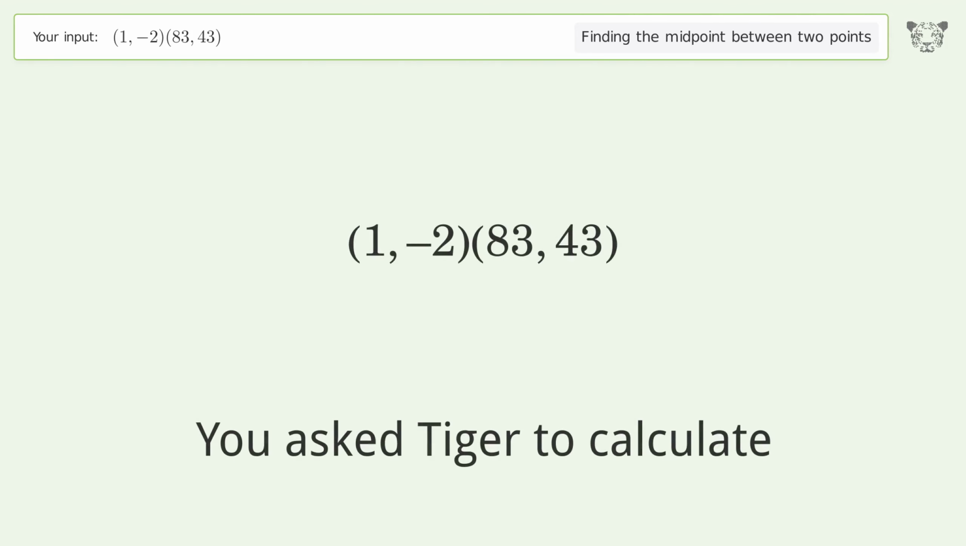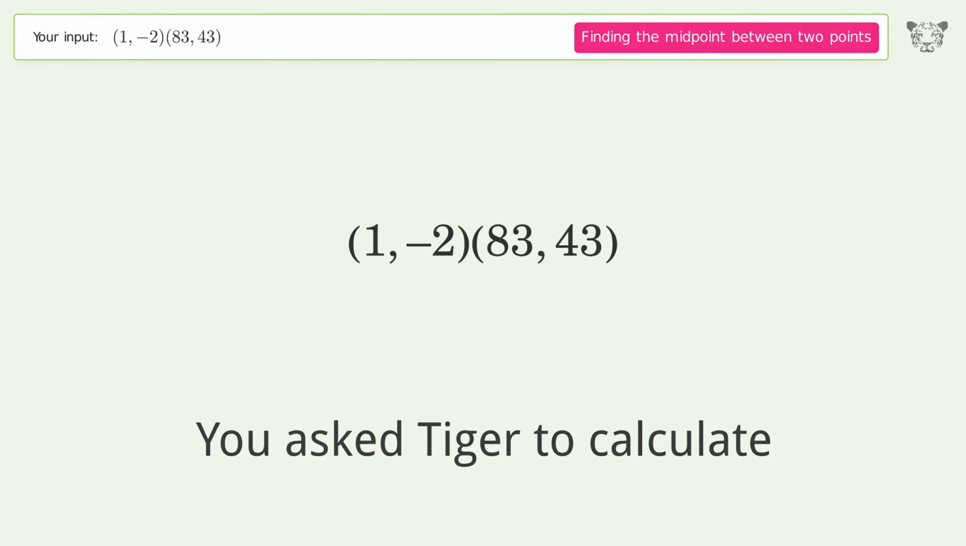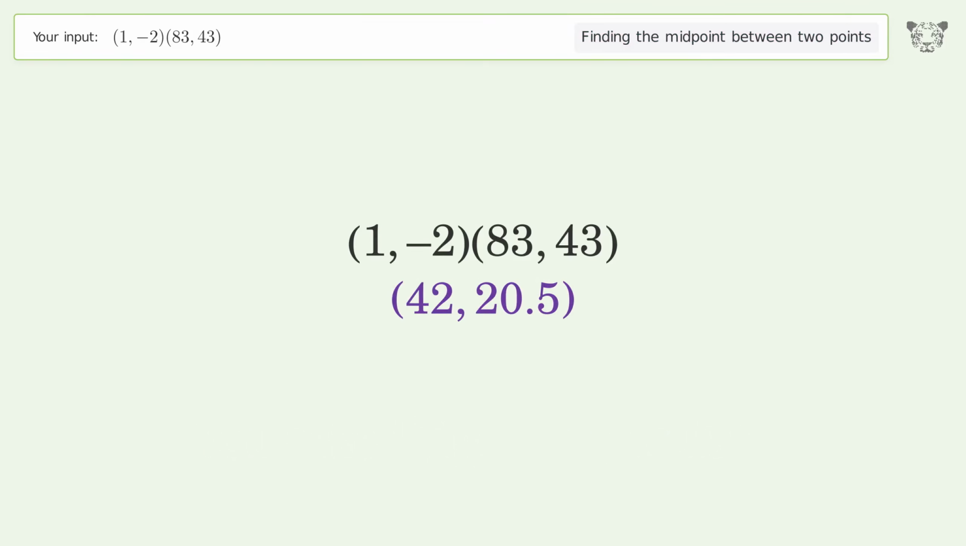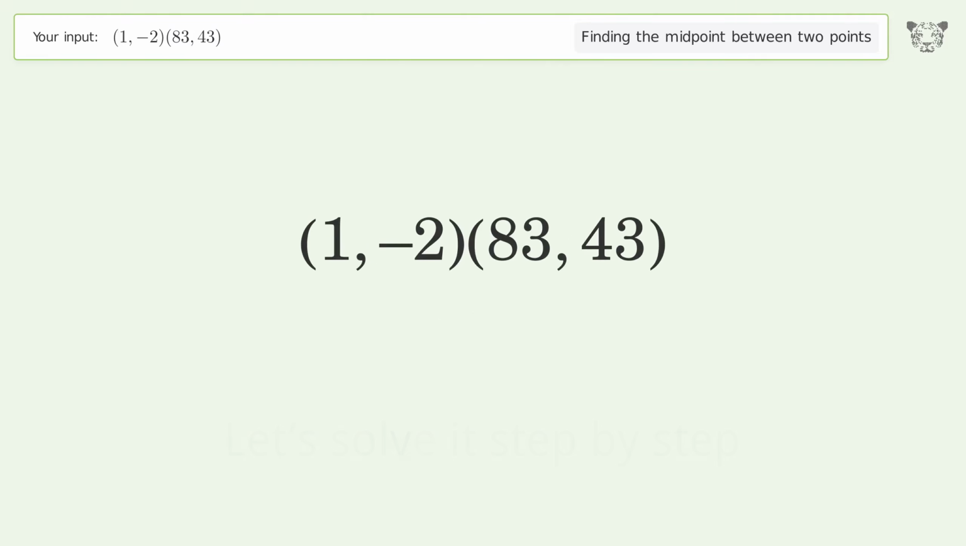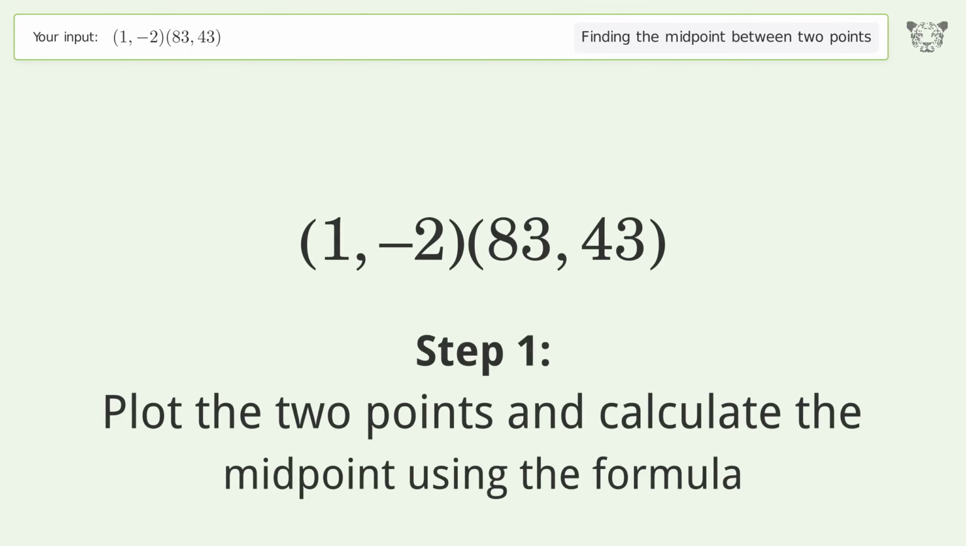You ask Tiger to calculate. This deals with finding the midpoint between 2 points. The midpoint between the 2 points is 42, 20.5. Let's solve it step by step. Plot the 2 points and calculate the midpoint using the formula.